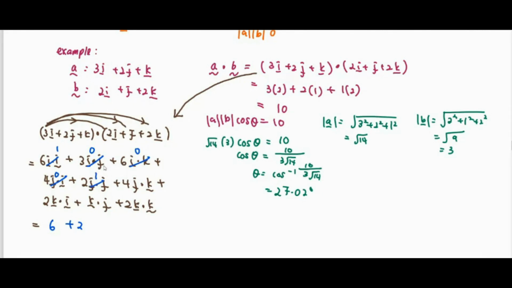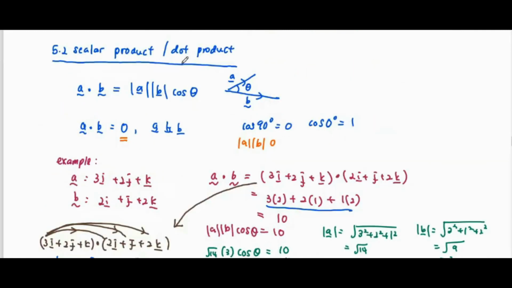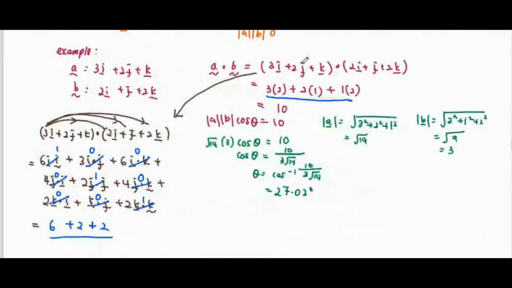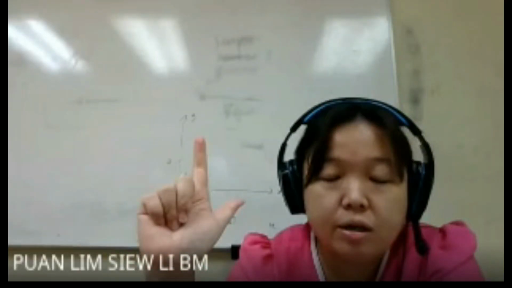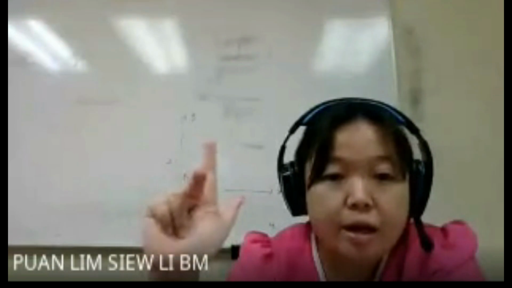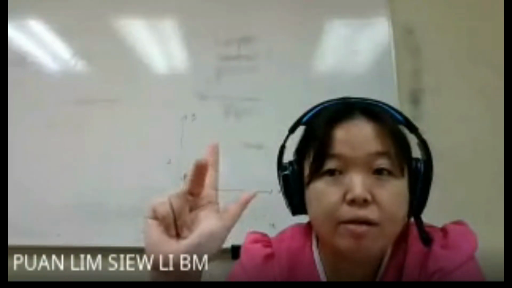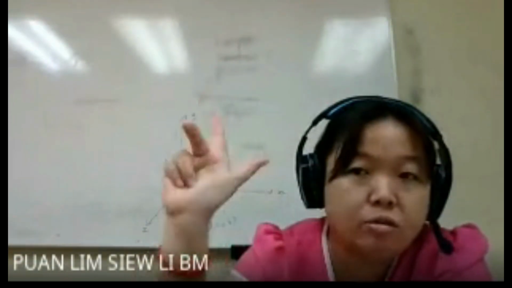And then, continue. J dengan K, perpendicular, kosong. So, K dengan I, perpendicular, kosong. K dengan J, perpendicular. K dengan K, 1. Tambahlah 2. So, you can see, kita boleh ignore. Bila kita buat dot product, kita boleh ignore dia punya vektor. 3 vektor ni, I untuk x-axis, J untuk y-axis, then K untuk z-axis. 3 vektor ni, dia sentiasa perpendicular to each other.